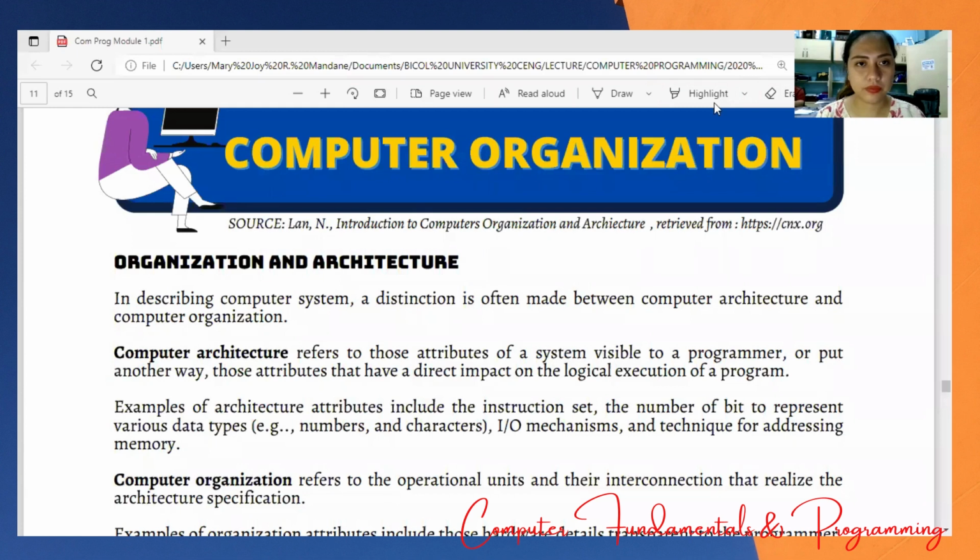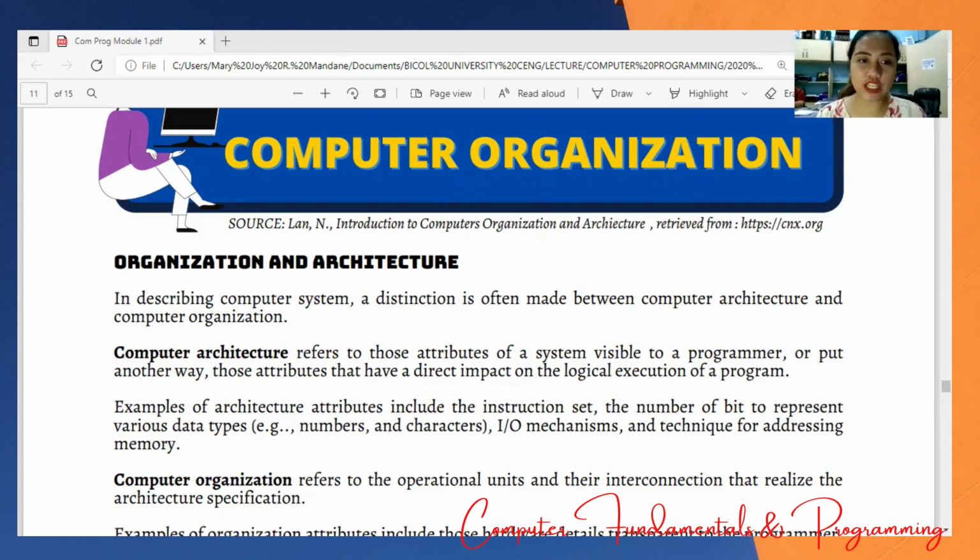Our next topic is the computer organization. So this is the computer organization, and as you can see, nasa baba naman yung source natin. The organization and architecture. In describing computer system, distinction is often made between computer architecture and computer organization.